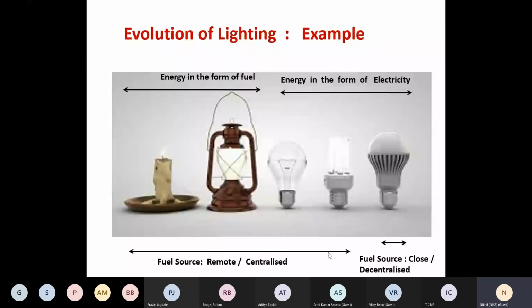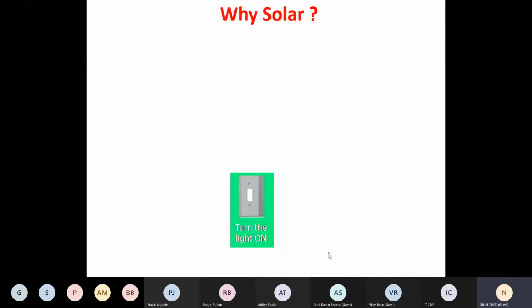Now, the basic question people always ask is, why solar? There are many answers to that. In fact, this is one of the sure-shot questions in your 10th class question paper, with a lot of points. But let me give you one very different perspective on that.